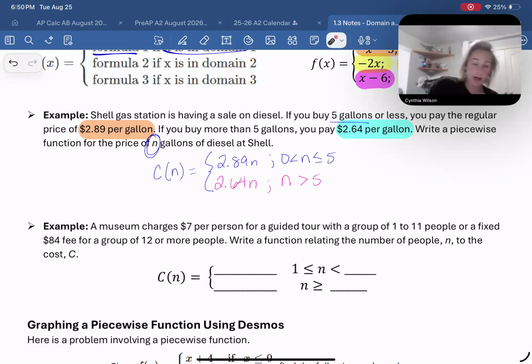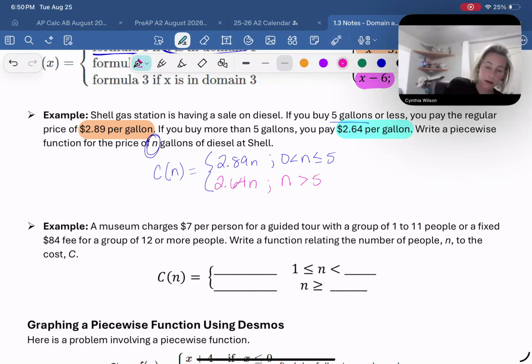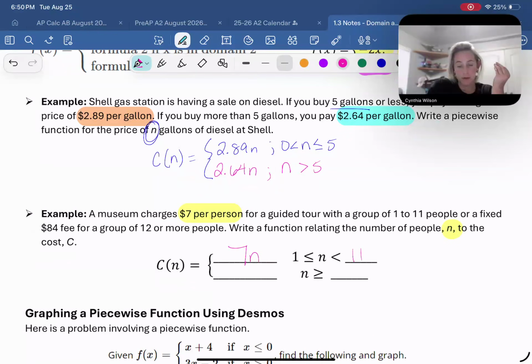All right, so first thing I have is the $7 per person. They're telling us the number of people is n, so I know this is going to be 7n. When the number of people in the group, we have to have a person, so 1 to 11.